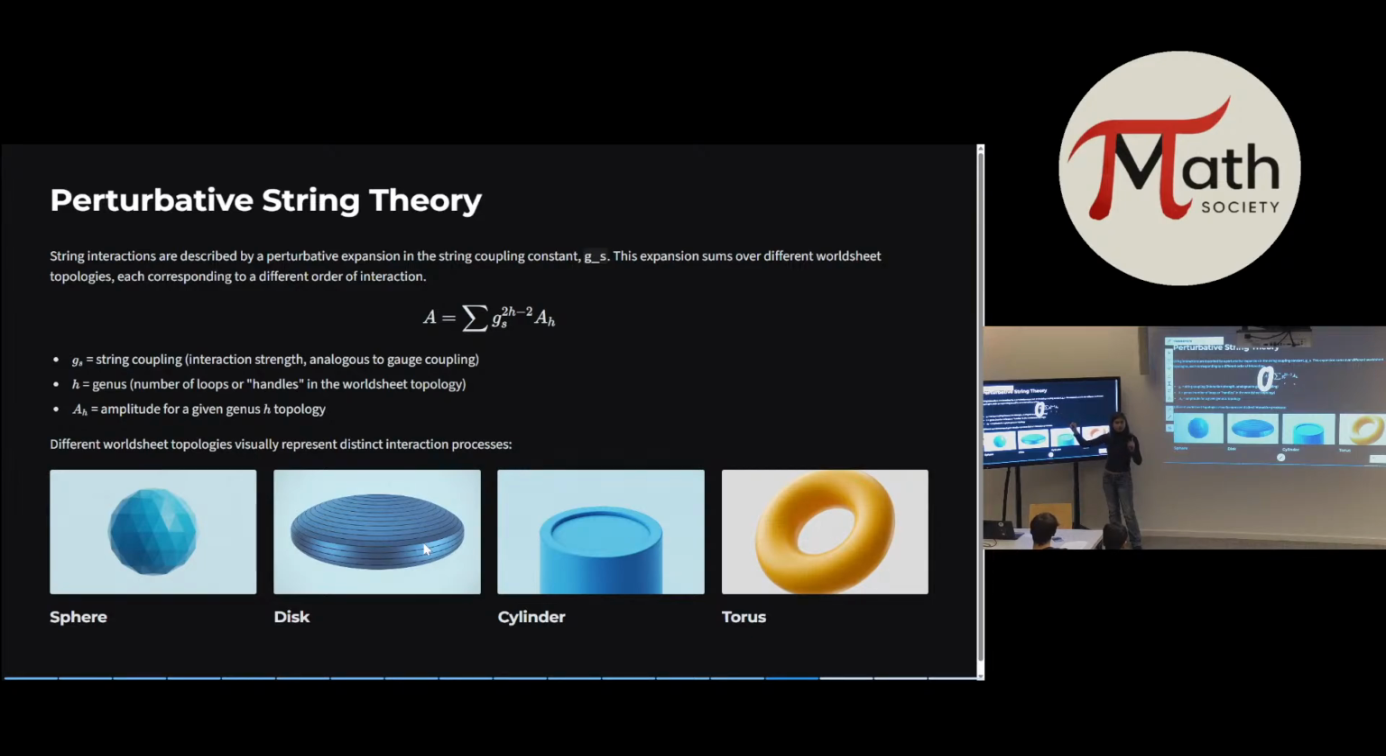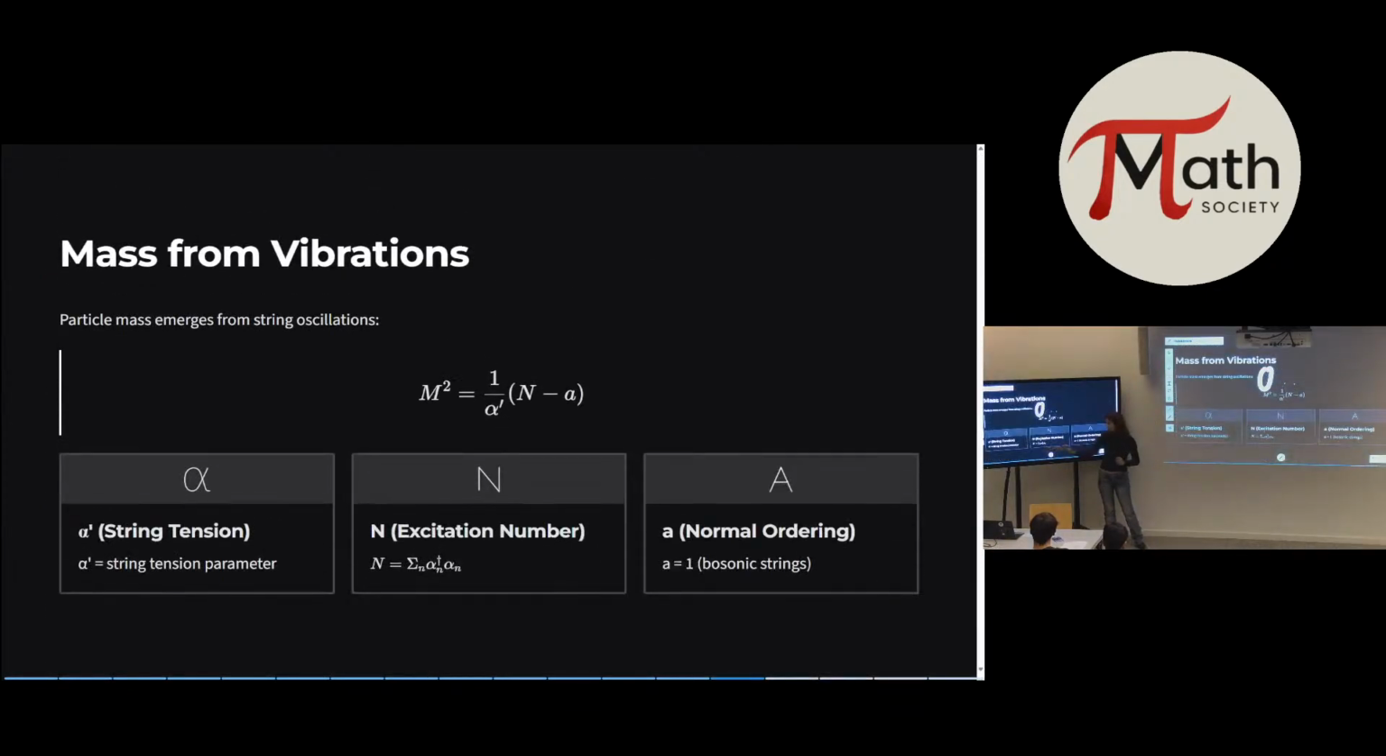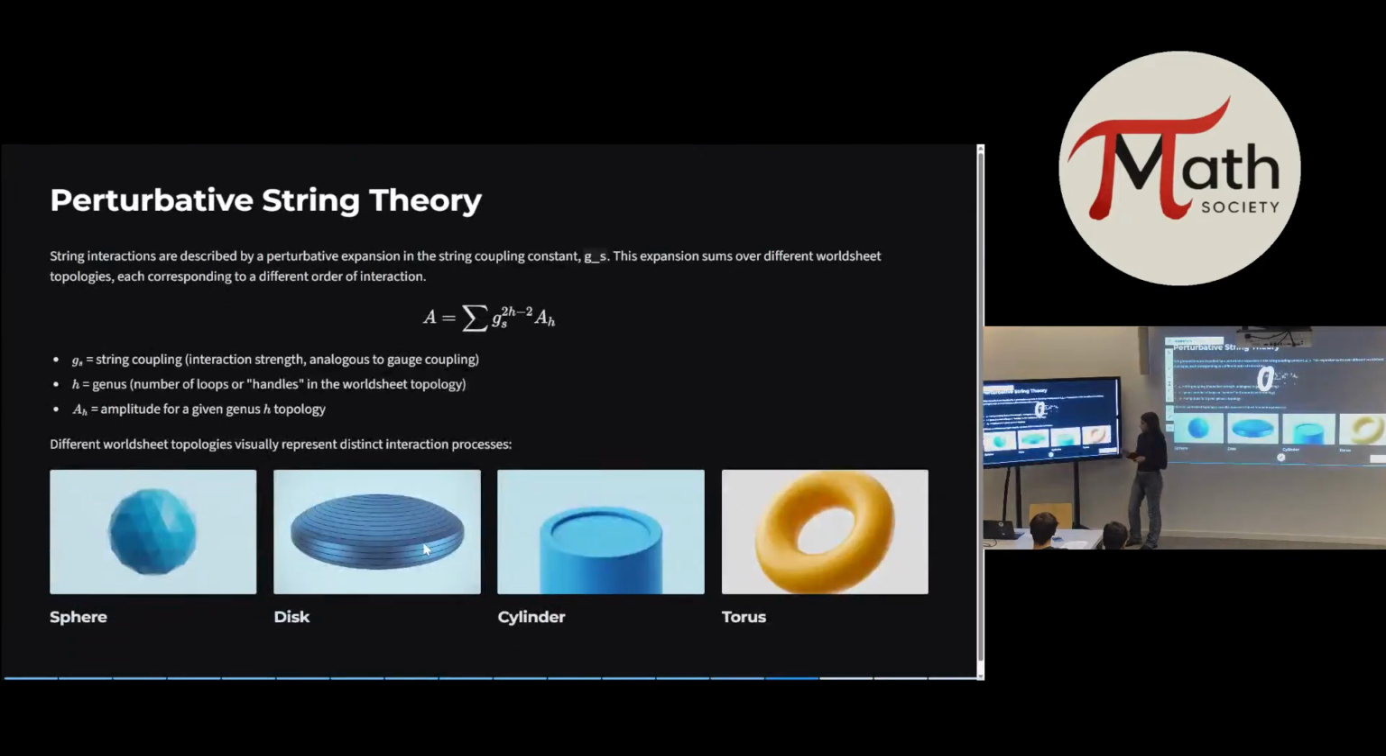For each topology of a world sheet, and again, I'm going to explain, a world sheet is a two-dimensional space that tells you how the string is moving. For each topology, for each movement, let's say of a string propagating in space, it tells you a string coupling and its amplitude, and then we have the amplitude, so the probability of a string interacting with other strings for the whole system.